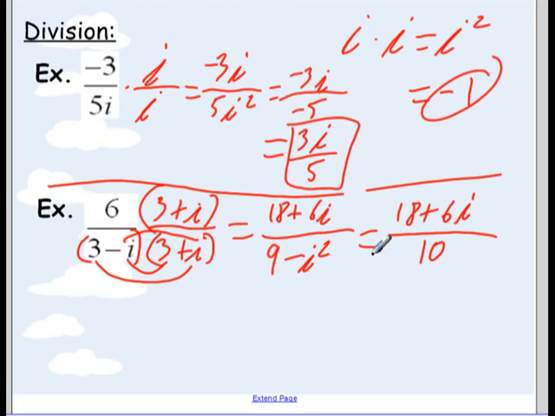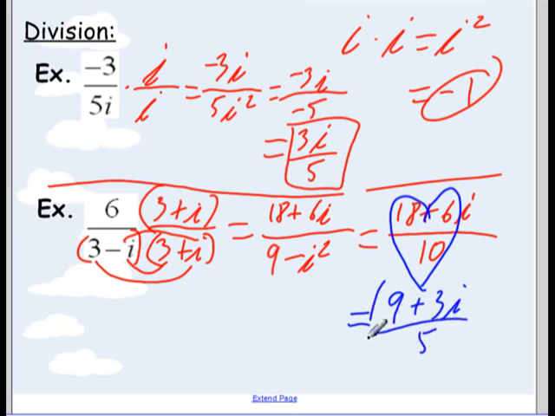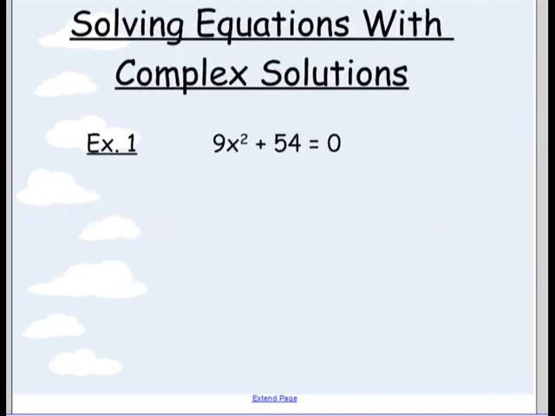You do still need to simplify that fraction. I notice there's 2 terms on the top, 1 on the bottom. I can factor it. And I can do that because they all have a common factor. In this case, that common factor is 2. So we divide everything by 2. So that becomes 9 plus 3i over 5. And that's that. Okay, moving on.